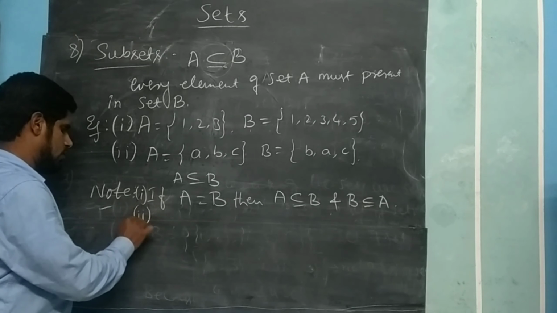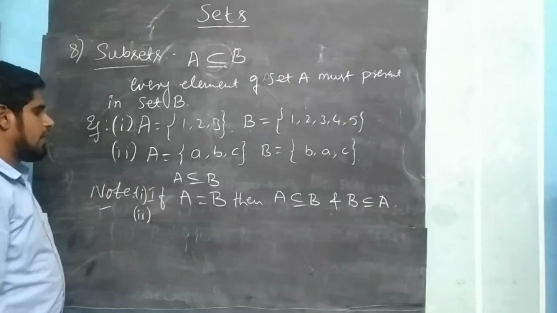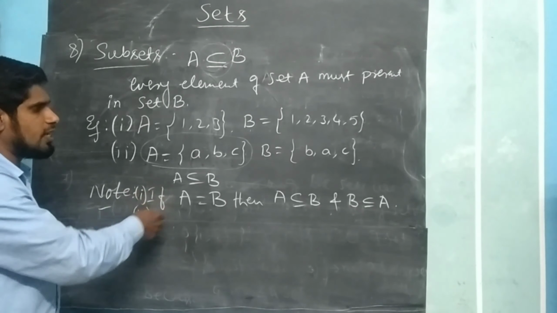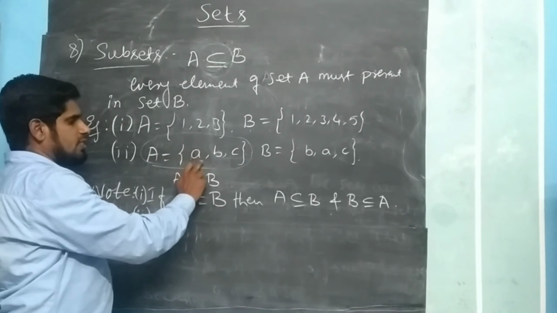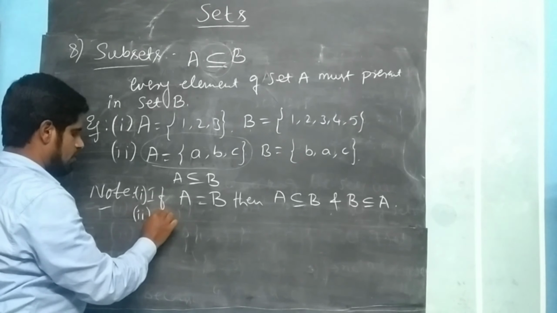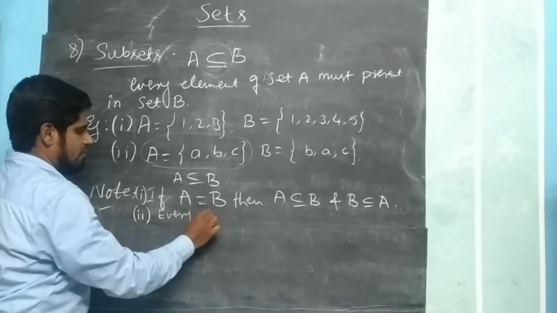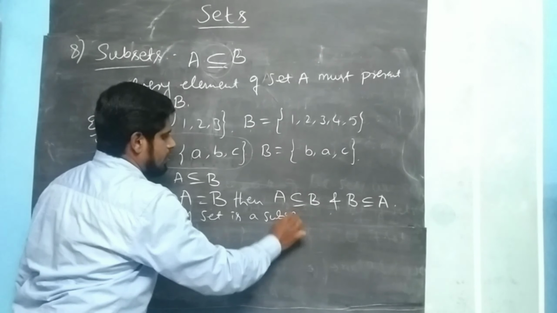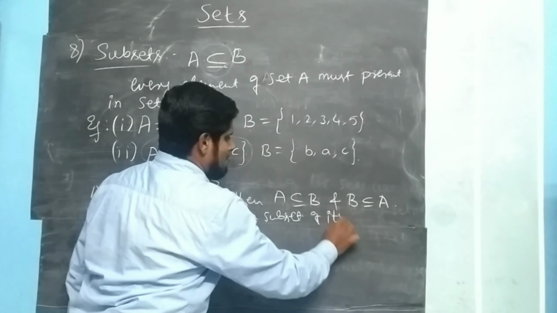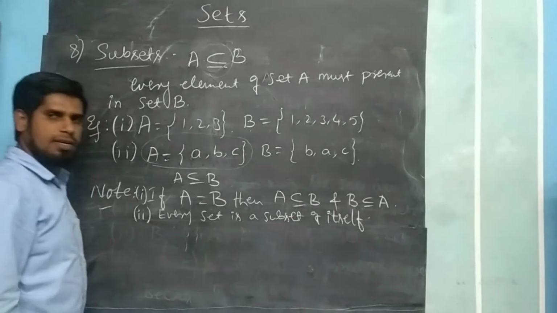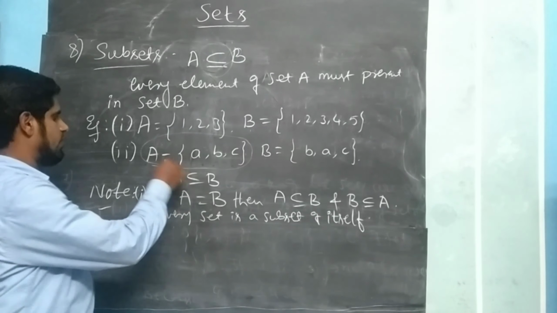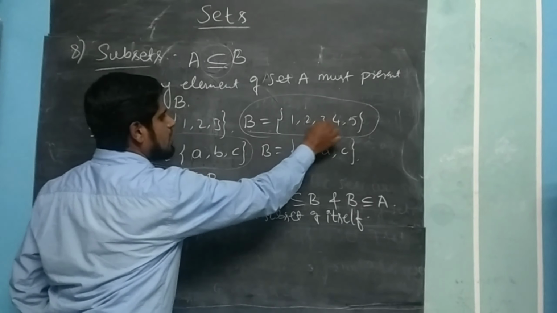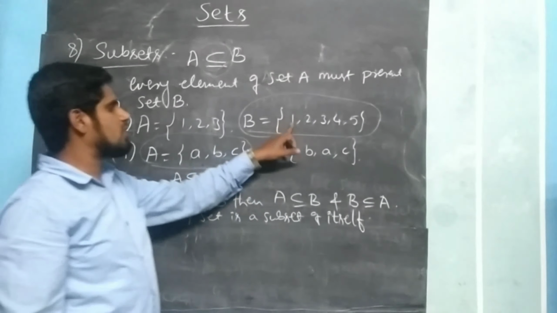Another statement for subsets is every set is a subset of itself. As we studied in set of sets, every set is a subset of itself. If you take A, this is a subset of itself. If I take this set B, this is a subset of itself, because every element of B is present in it.